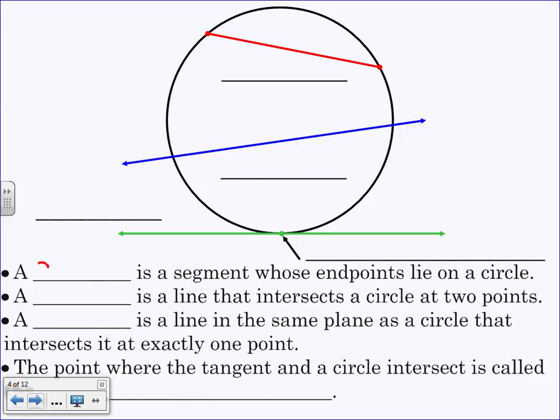A chord. A chord is a segment whose endpoints lie on a circle. So if I had a line and its endpoints stopped and touched at two different points on the circle, that line would be called a chord. So we might say that this is point A and this is point B. So AB would be a chord. Now take special note of the fact that this tells you that a chord is a segment.